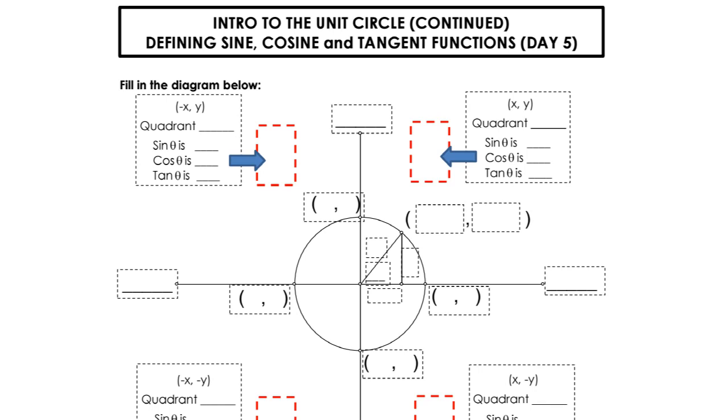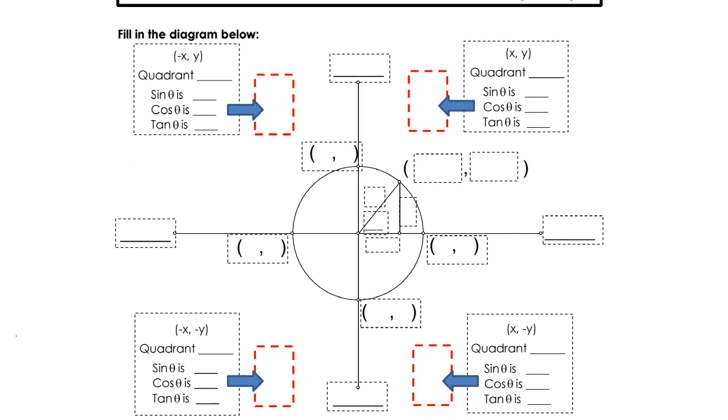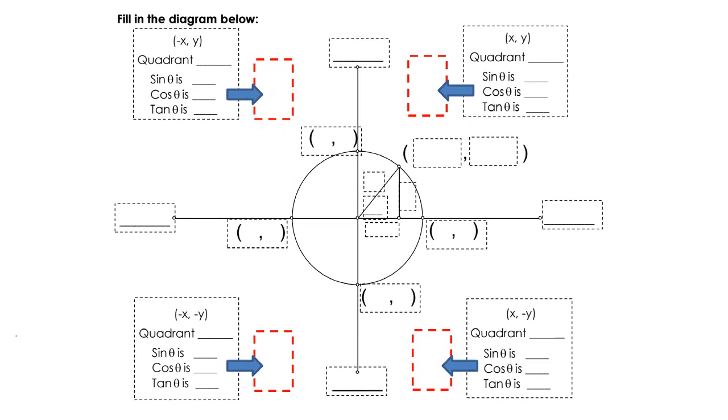All right, guys, we are on day 5 notes of Unit 11, and we're going to talk about the unit circle again. We introduced it, but it does take some practice. So we're going to fill in our diagram for the second time, and hopefully we'll do it a little bit faster than on day 4. We'll start with our quadrants: quadrant 1, quadrant 2, quadrant 3, and quadrant 4.